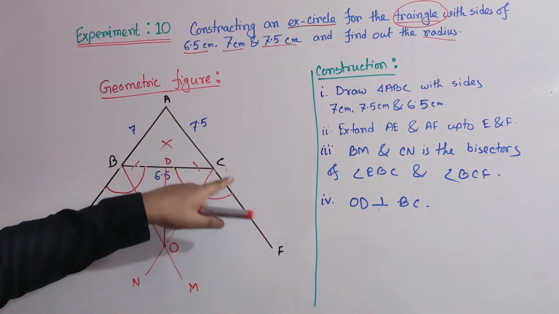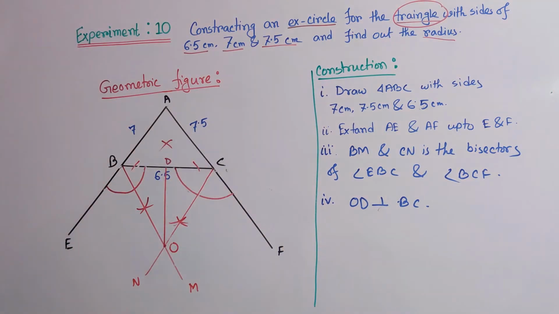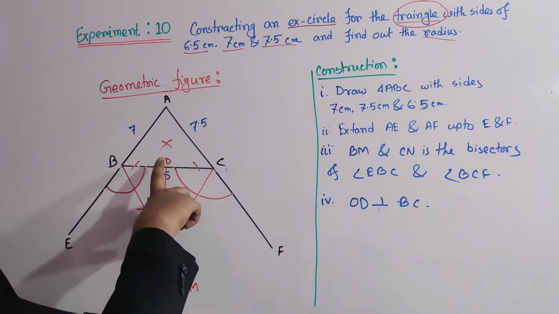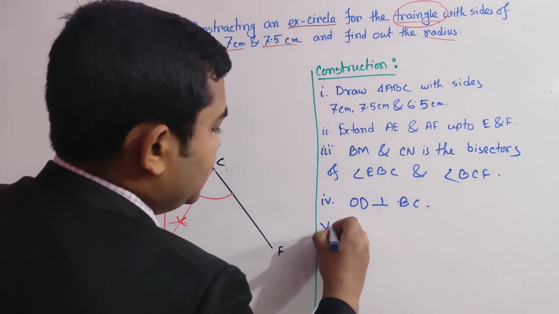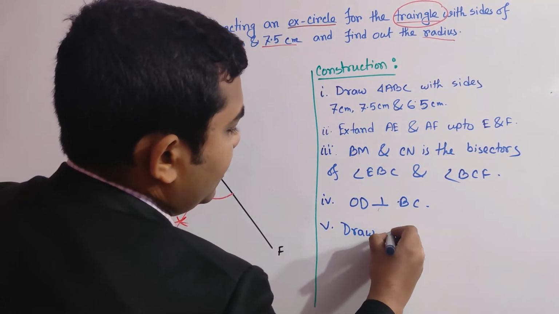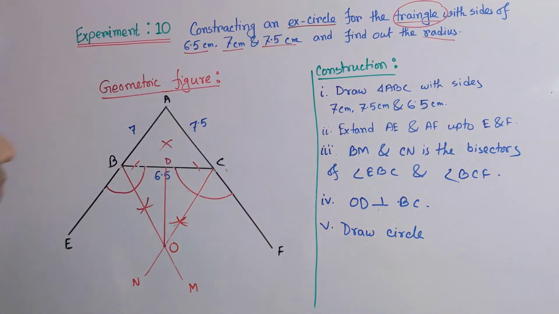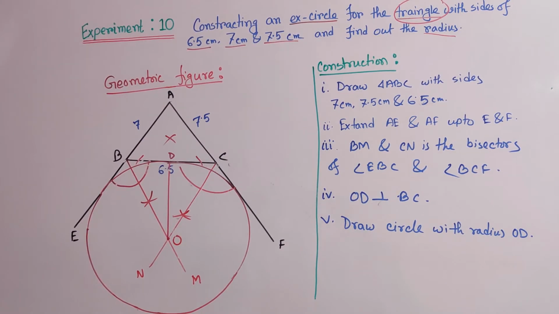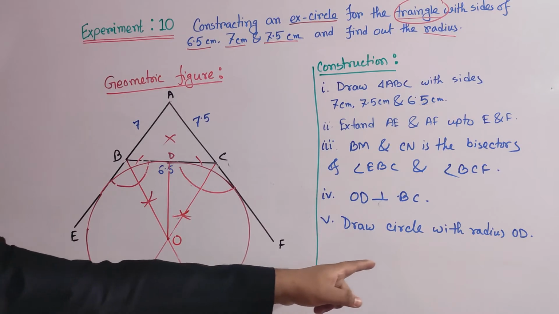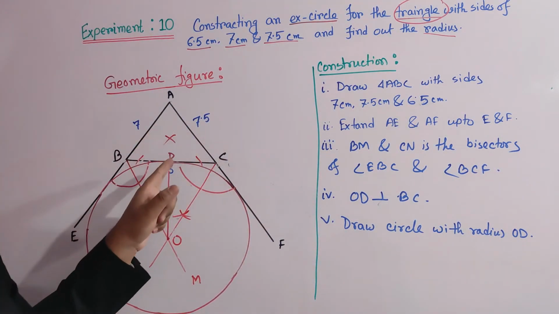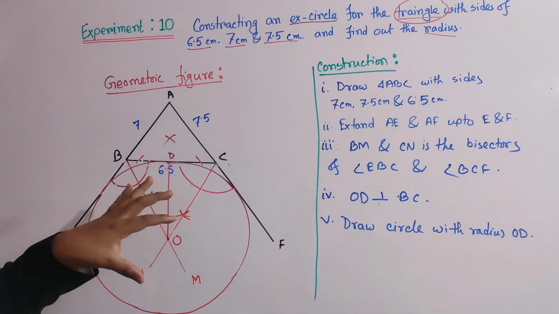Okay, so now the last thing we need to do is go for the circle. We will draw the circle having its center at O, taking radius OD. First of all, draw the required circle taking radius OD. Clear? So finally we have got our required circle. With the radius OD we have got this circle. So this is the circle we need to find.